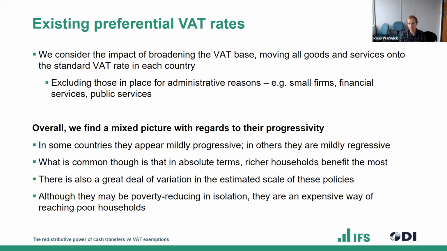In some countries, they are mildly progressive. In some others, they are mildly regressive, some fairly neutral across the distribution. But what is common is that in absolute terms, richer households benefit the most. So in cash terms, the benefit from these preferential VAT rates is really concentrated at the top of the consumption distribution. There is also a great deal of variation across the countries that we study in terms of the estimated scale and therefore the estimated kind of revenue potential from a broader VAT base. Overall, though, we find that even though in isolation, preferential VAT rates can be poverty reducing and sometimes potentially by a large amount, they are an expensive way of reaching poor households.